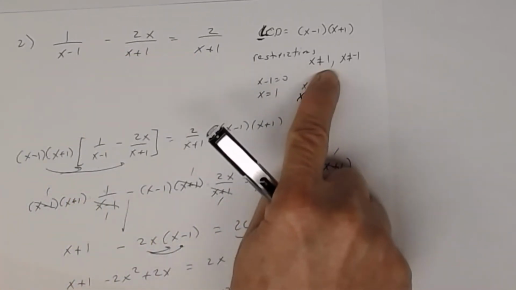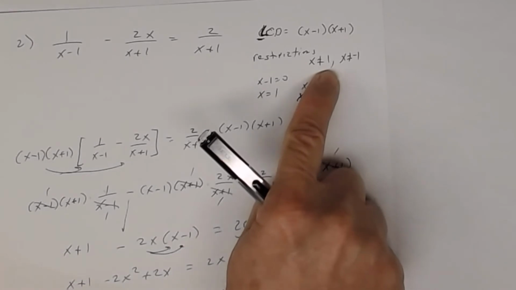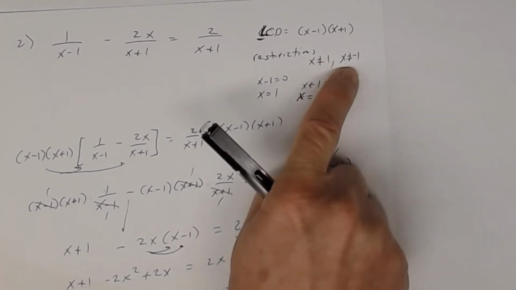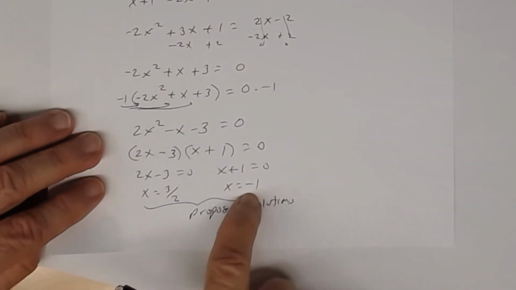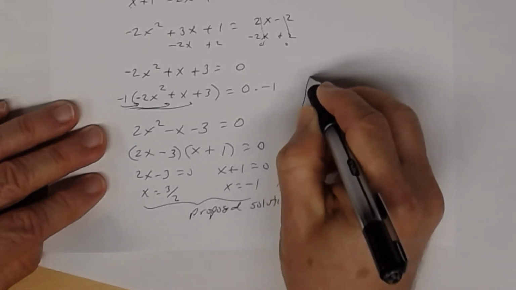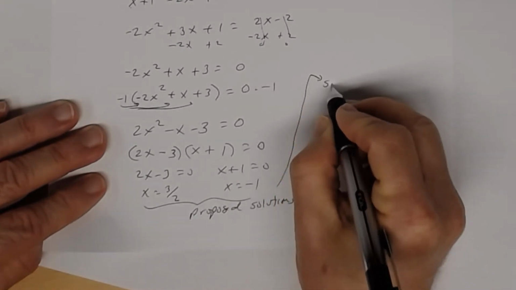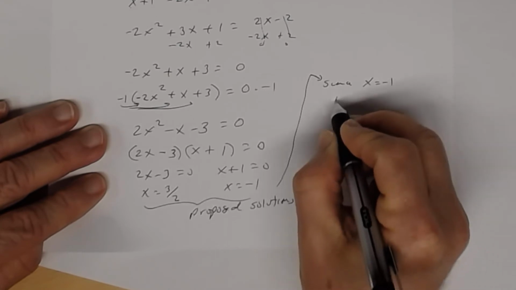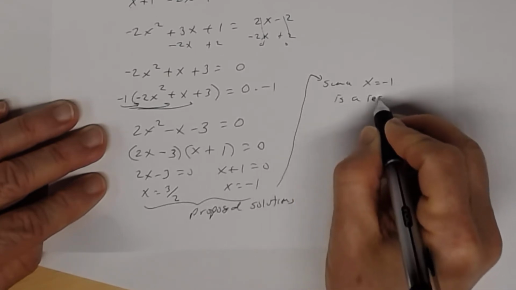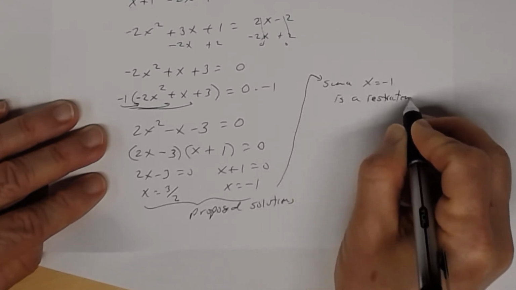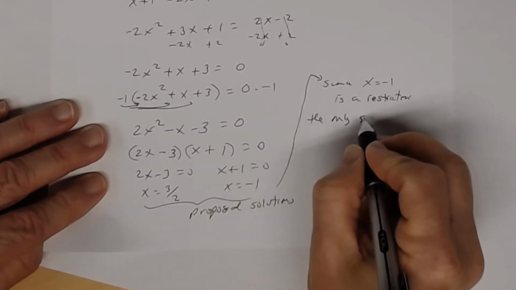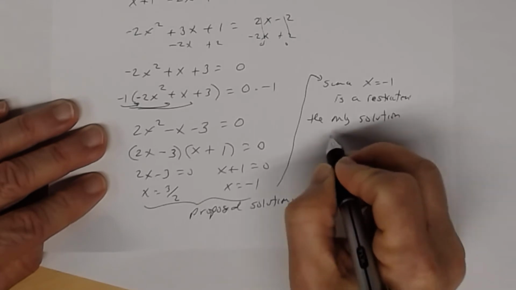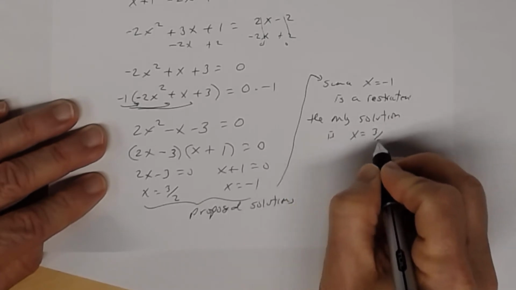And that's where the restrictions come in. So look, my restrictions were 1 and negative 1. Positive 1, negative 1. What do you notice here? X equal negative 1 is a restriction. So since x equal negative 1 is a restriction, the only solution is x equal 3 halves.